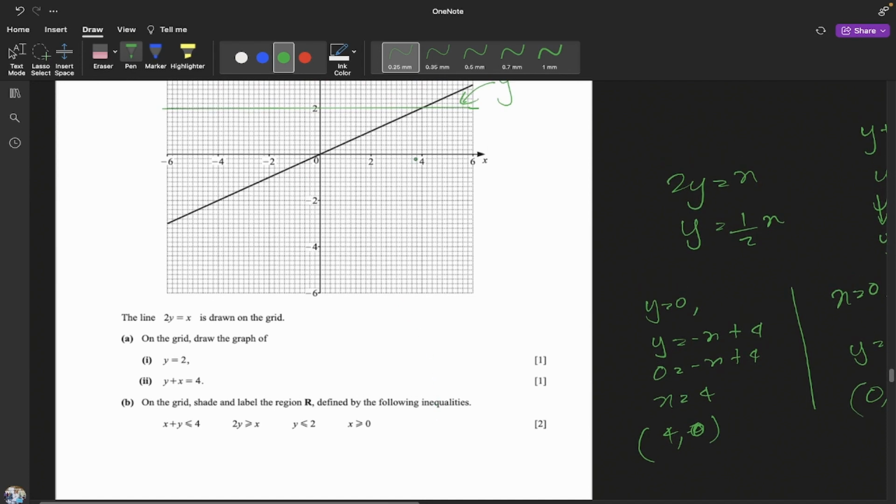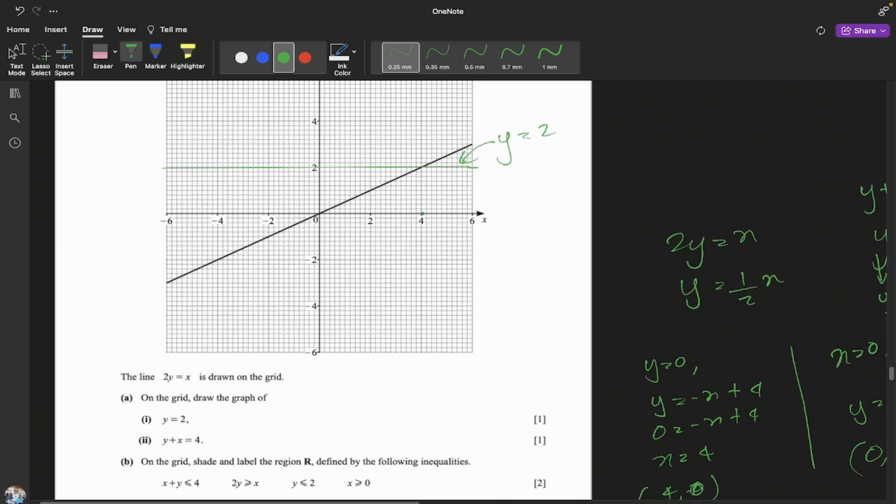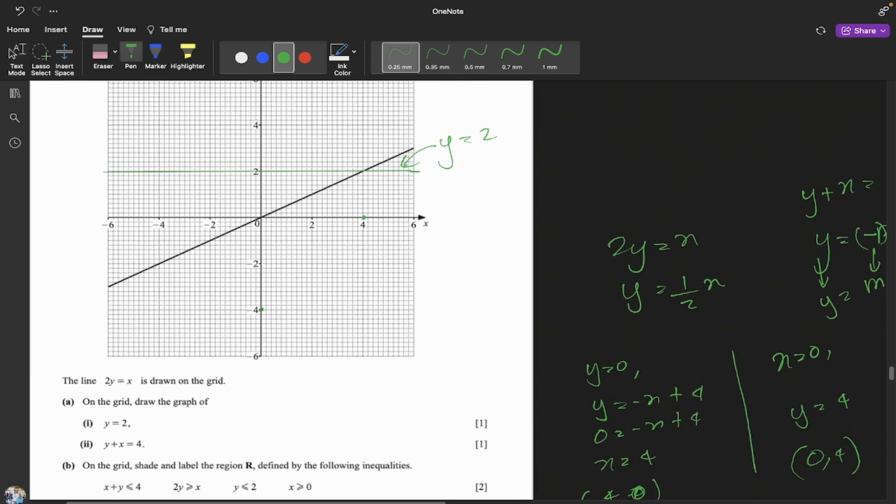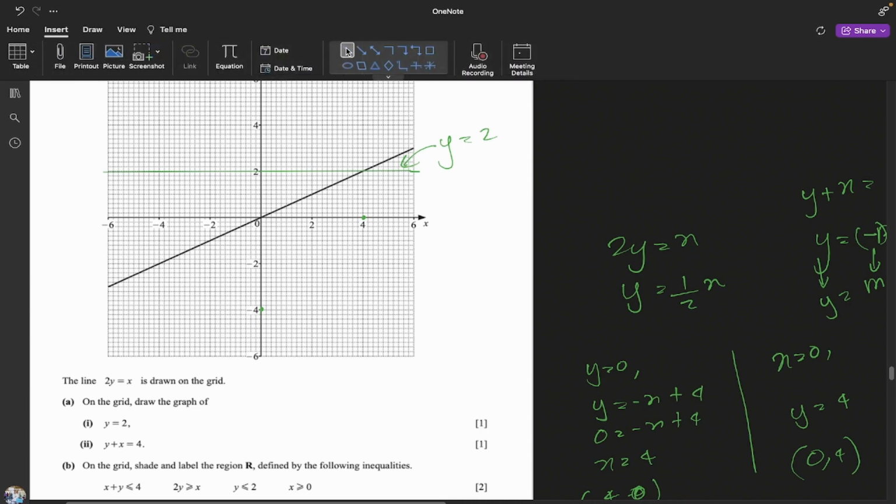Okay, so you have two coordinates. First one is 4 comma 0, this one. Next one is 0 comma 4. Now you have to draw a line passing through these two points.